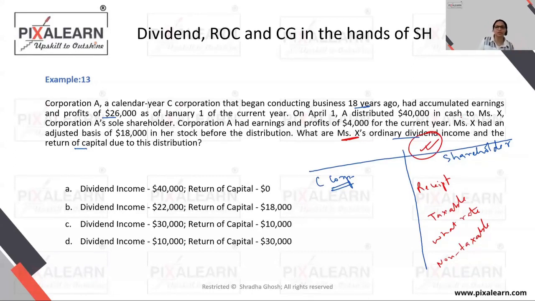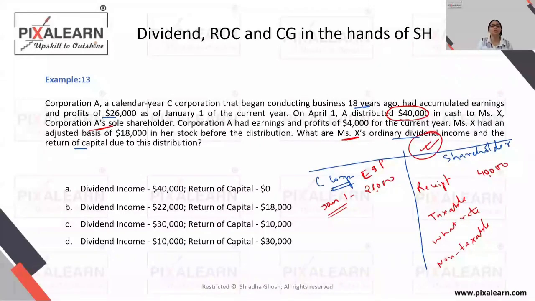Okay, so I started my business 18 years back. Who am I now? I'm a C Corp. On January 1, I had $26,000 worth of accumulated earnings and profits. On April 1, I distributed $40,000 in cash to Miss X, who is my sole proprietor. So this is a single person company, or a one person company as we call them in India. So it's a single member C corporation. Is it possible? The answer is yes. You can file some paperwork even if you're single and claim that you want to be taxed as a C corp. So how much did you receive?